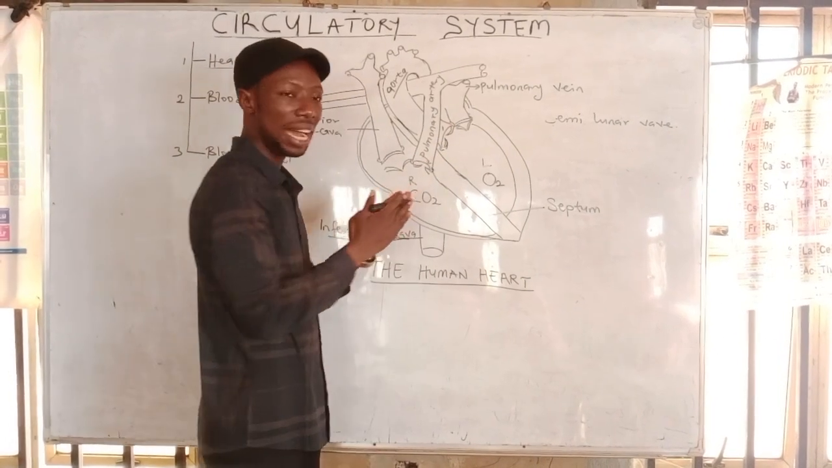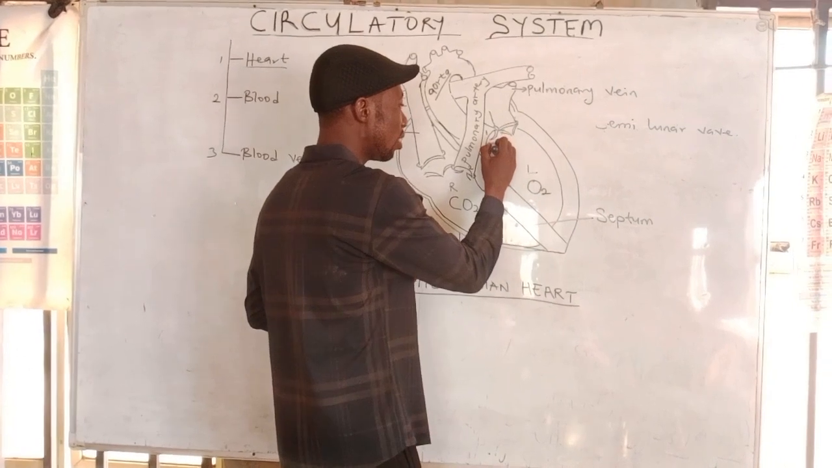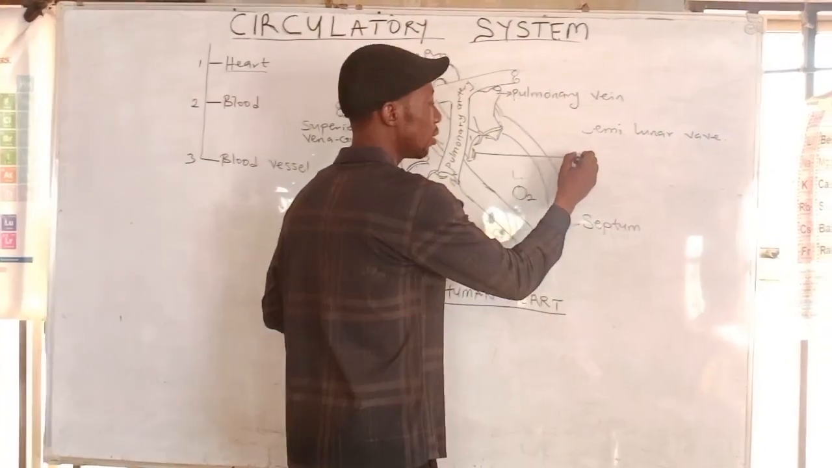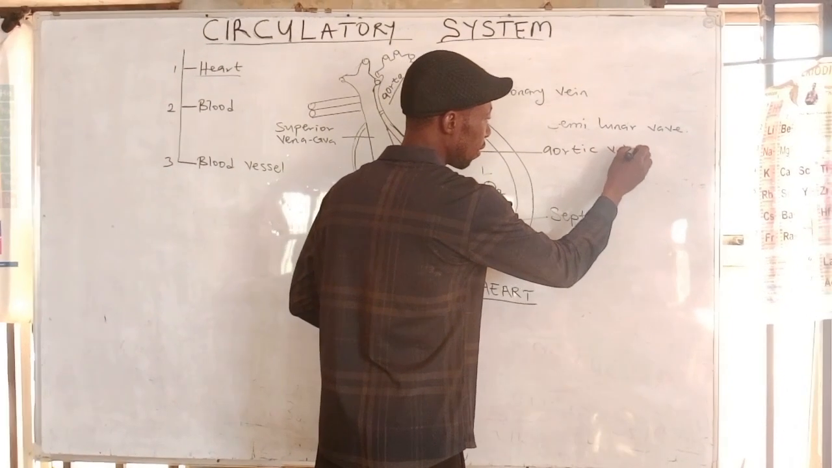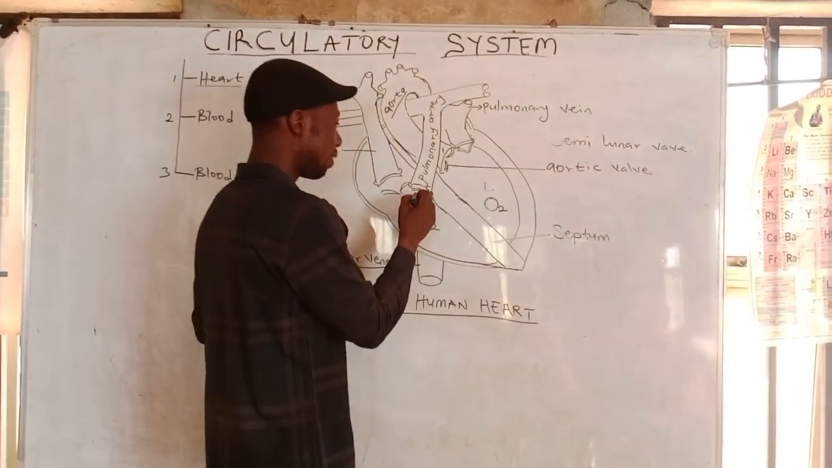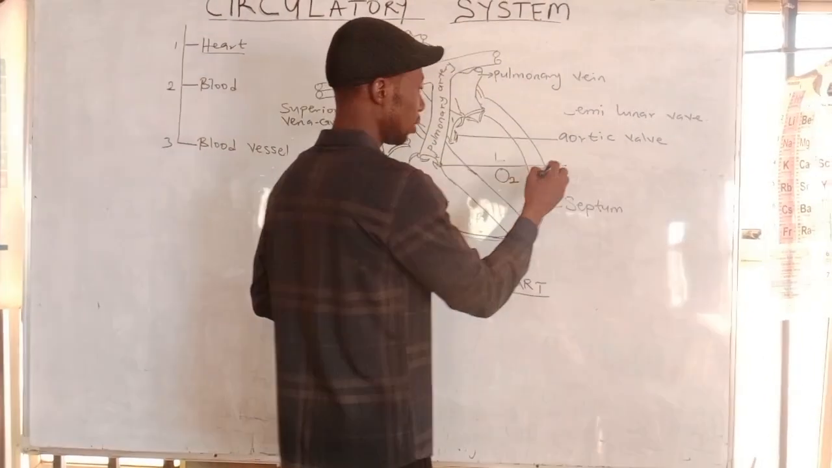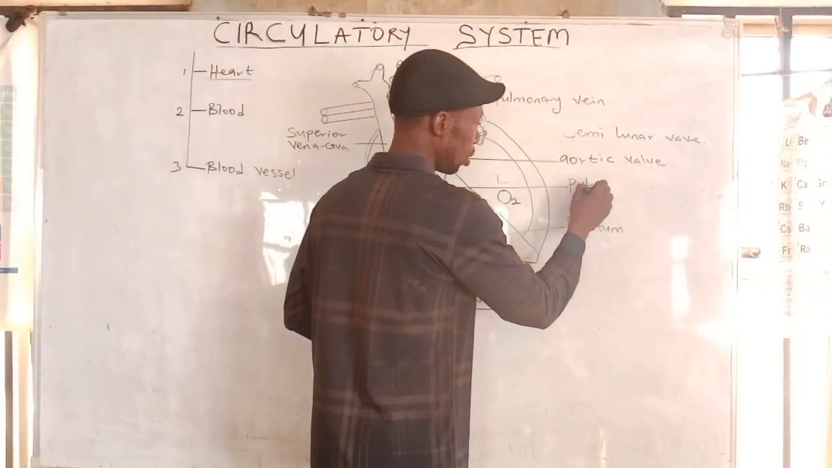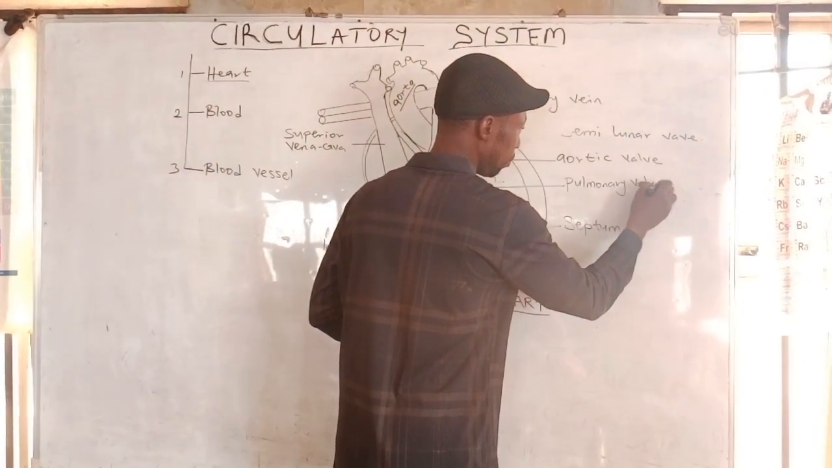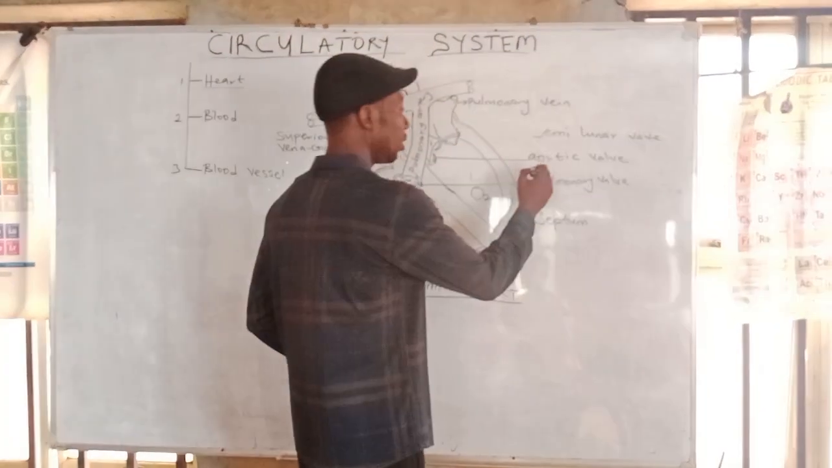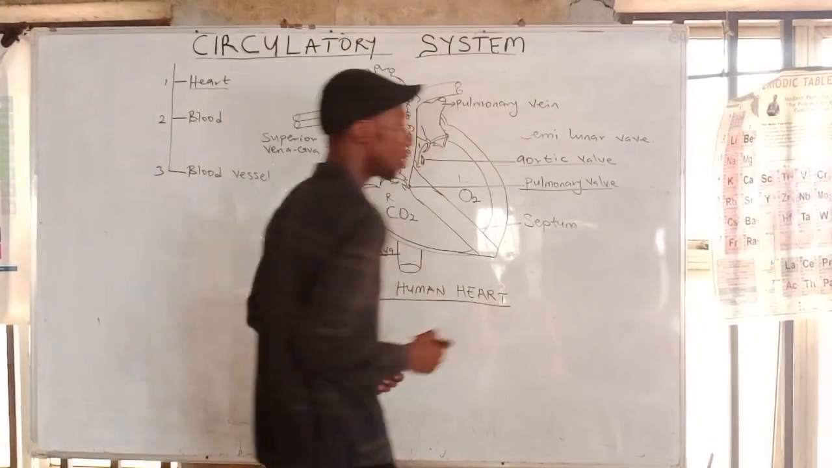Then this valve here, valve 1 and valve 2. Valve 1 and 2 are the semi-lunar valves. The valve 1 here is known as the aortic valve. Then the valve 2 here is known as the pulmonary valve. This is the aortic valve and this is the pulmonary valve.